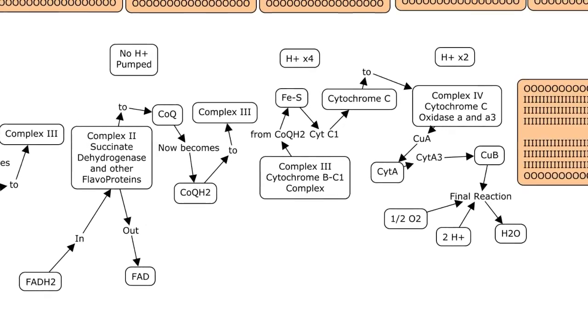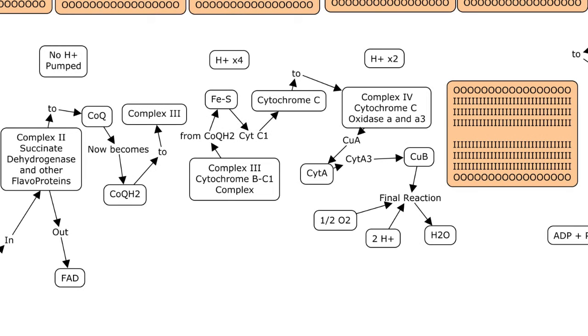So now complex 3, the cytochrome BC1 complex. You've got your electrons dropped off by CoQH2 at the FeS center. Remember, we talked about the bus stop. It's going to be passed to cytochrome C1 and then to cytochrome C. Cytochrome C is another mobile protein, a mobile coenzyme in the matrix. And that again is going to pump 4 protons from the mitochondrial matrix into the intermembrane space.